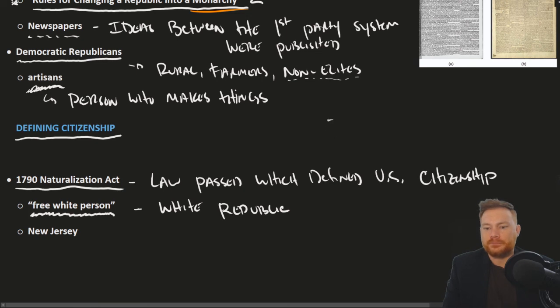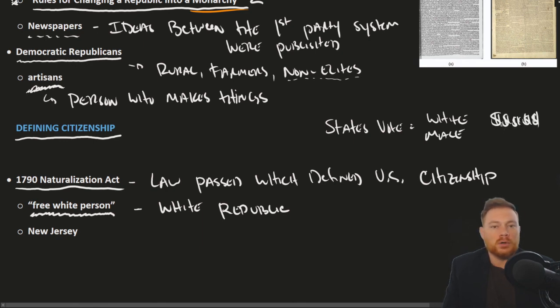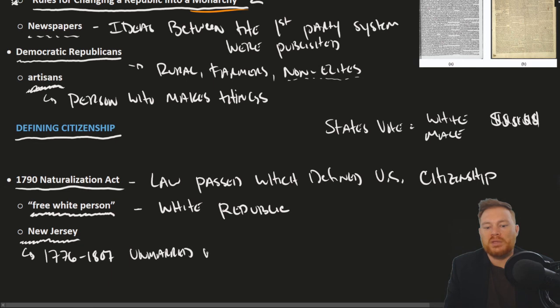However, on a state level, recall that when it came to states and voting rights, it was not just white and male, but it was also some sort of financial requirement, either property ownership or paying taxes, something along those lines. One interesting note here is New Jersey. The reason why New Jersey is interesting is that between the years 1776 and 1807, unmarried women voted. This was the only state in which that occurred. In 1807, that would change back. And then in the mid-1800s, you begin to see the formation of a women's suffrage movement, which goes on all the way into the 1920s before federal women's suffrage is achieved.